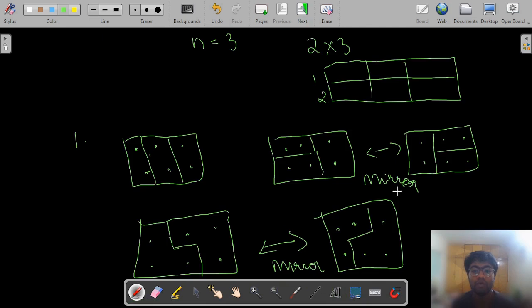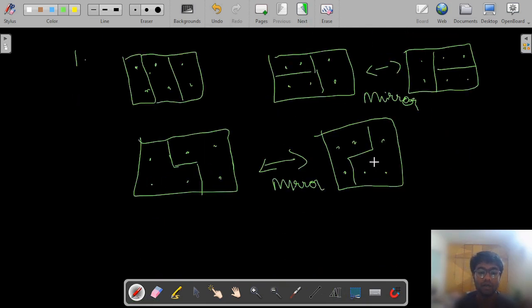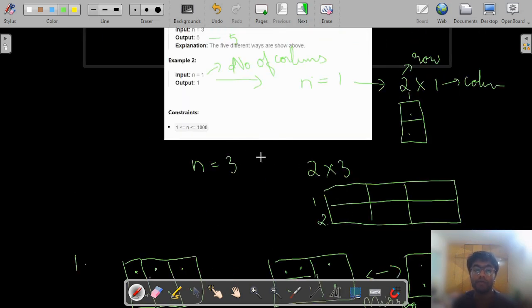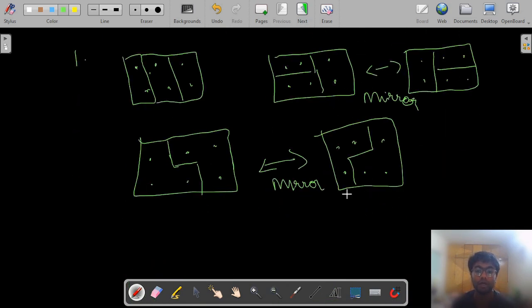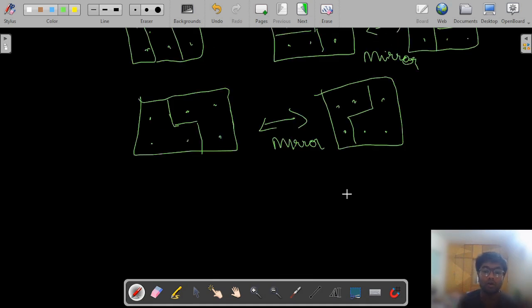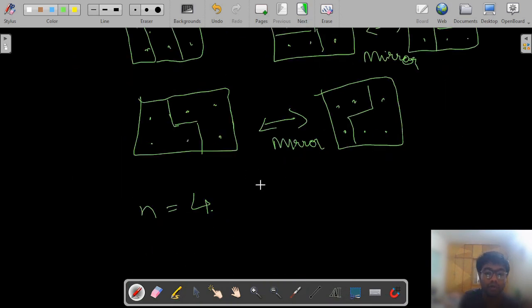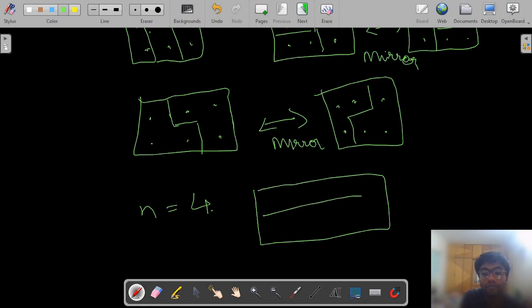By looking at this set of examples, we definitely need to get some sort of hint from this example, maybe with n equals 4. Let's see how we can build this, and let's see if we really have some correlation on how to solve this problem. Maybe we can build a board of 4 columns.